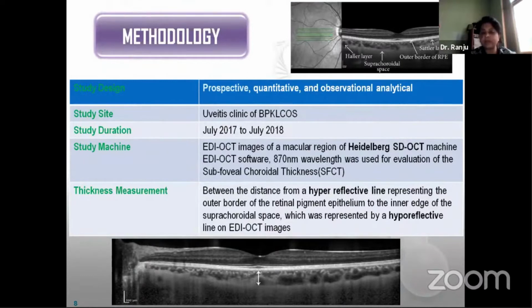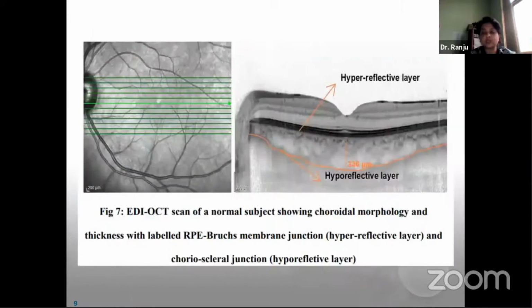And how was the measurement done? It was done with the help of an inbuilt caliper, where the distance from the hyperreflective line, which represented the outer border of the RPE, to the inner edge of the suprachoroidal space, that is the hyporeflective line, was measured as the subfoveal choroidal thickness. It was measured in microns. The hyperreflective line is the junction of the RPE and Bruch's membrane, and the hyporeflective line is the choroidoscleral junction.